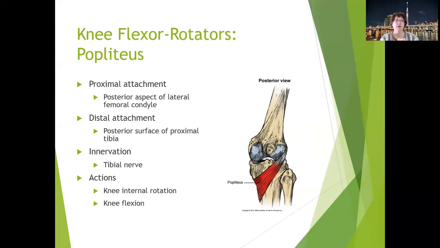Some people call it the popliteus. I don't call it that. I call it the popliteus. I don't care how you pronounce it, as long as you know how to spell it and you know what it does. It doesn't matter how you pronounce it.